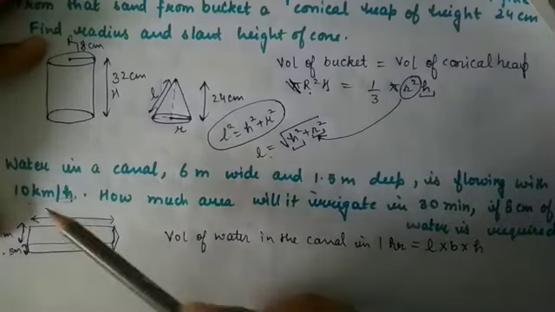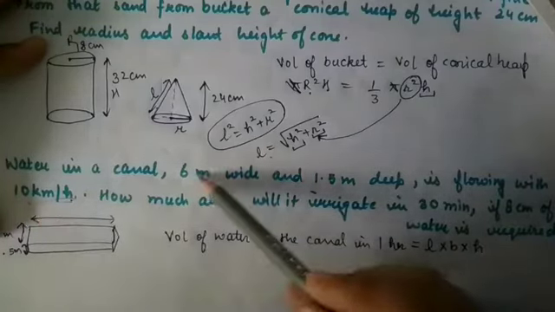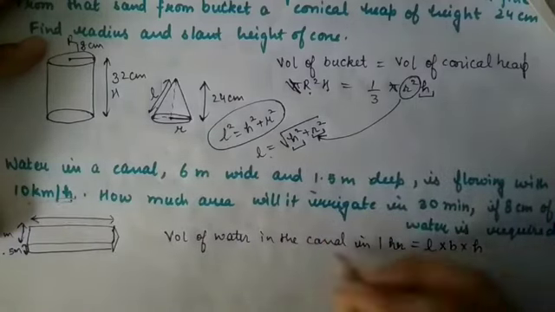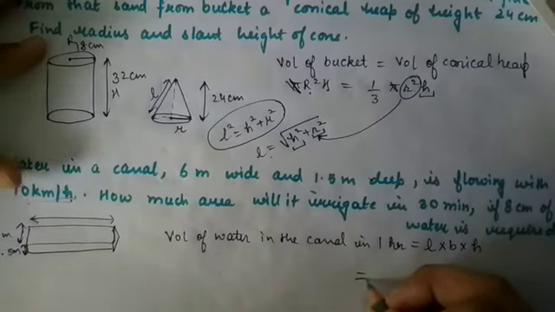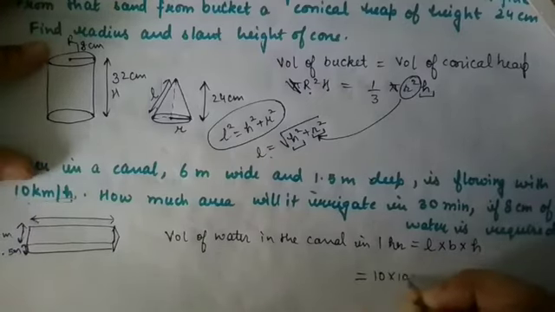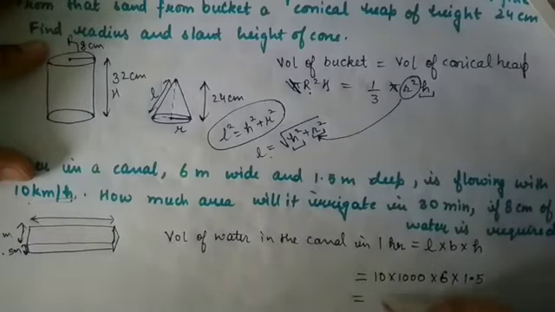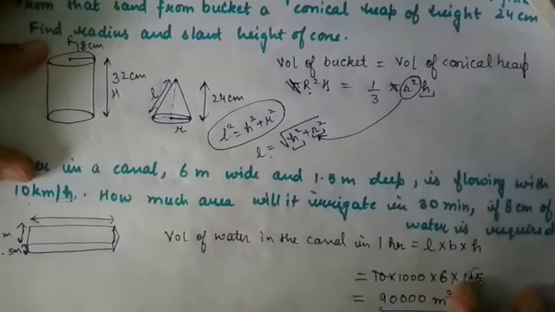Here length will be 10 kilometer. Now everything else is in meter, so we will convert 10 kilometer also in meter. So length is 10 into 1000 because we are converting it in meters, into breadth is 6, into height is 1.5. So you will solve this, you will get it equal to 90,000 meter cube. So this will be the volume of the canal.